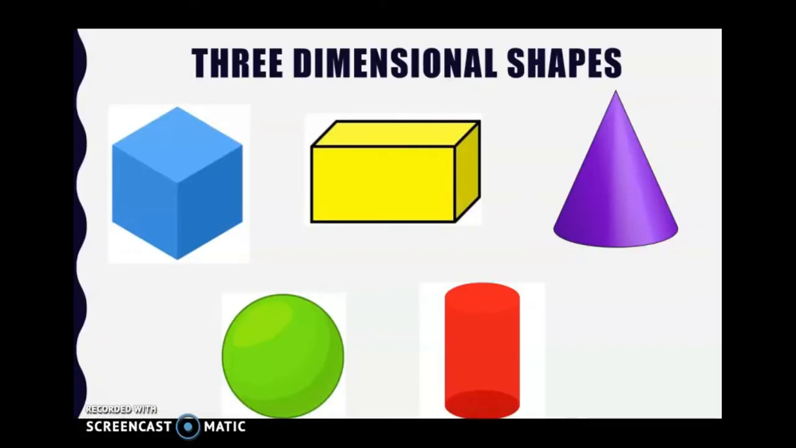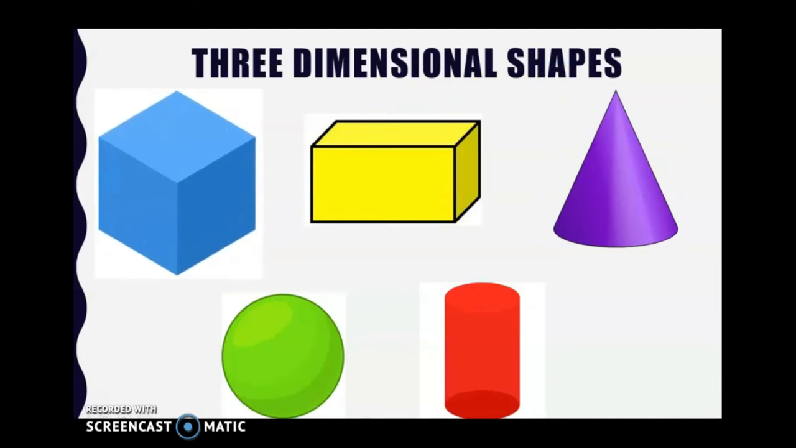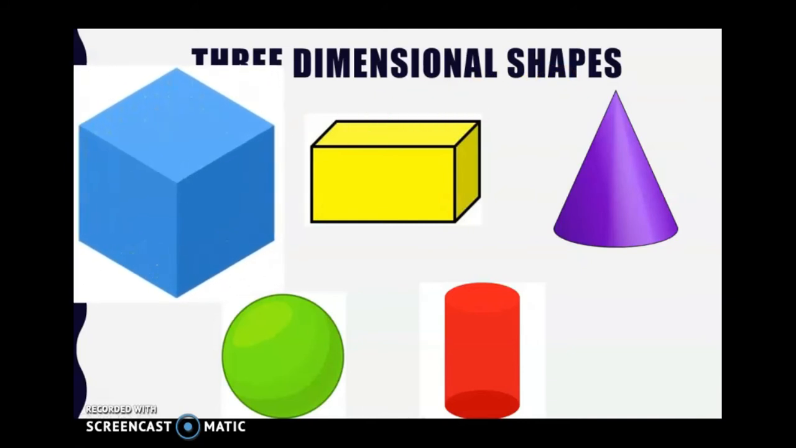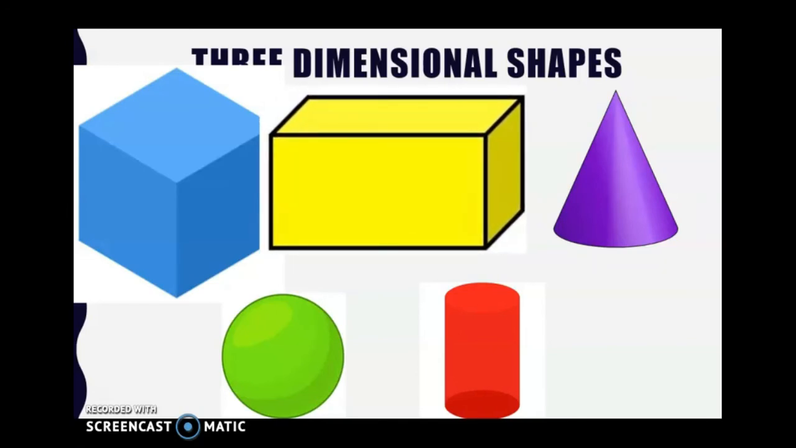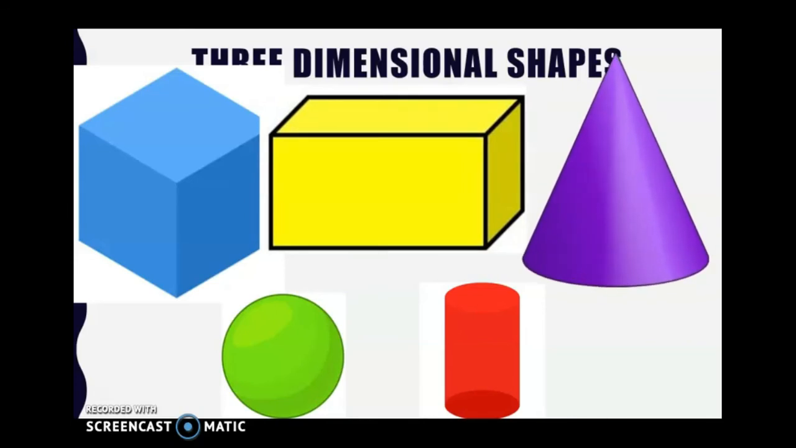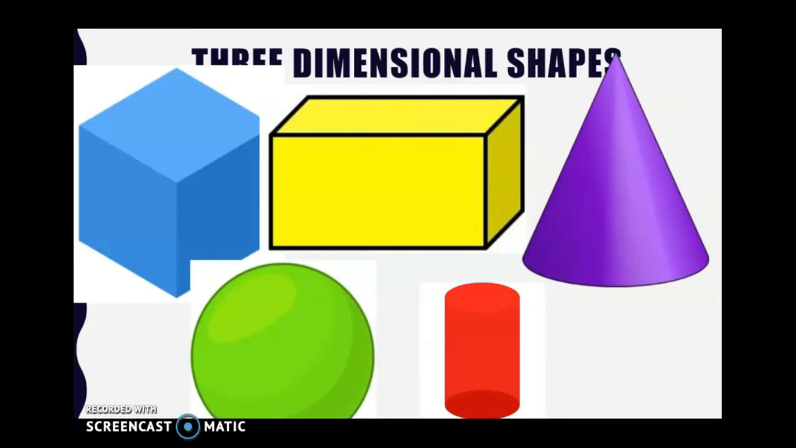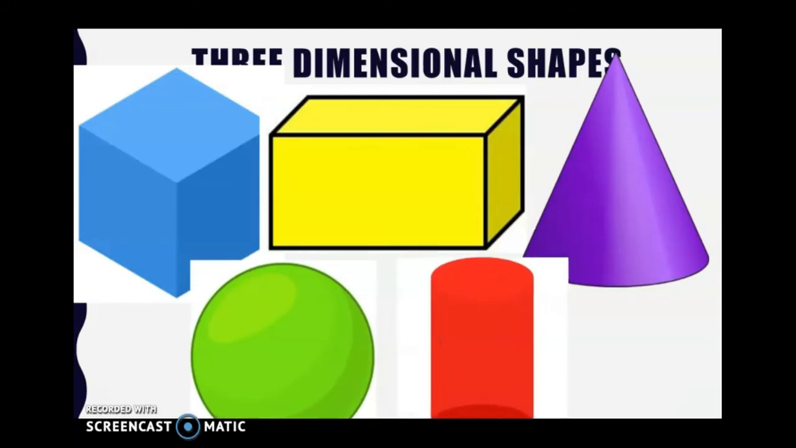We also reviewed about the 3-dimensional shapes. Let's see if you can remember their names. Cube. Repeat after me. Cube. Rectangular prism. Cone. Sphere. Cylinder.